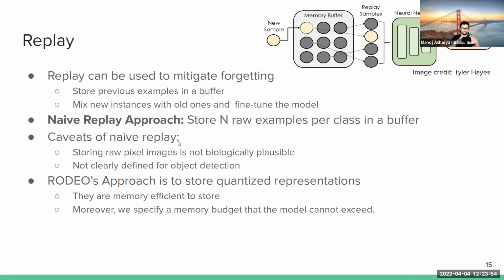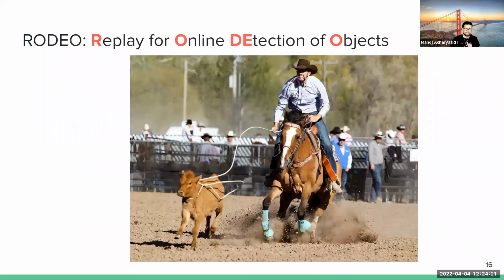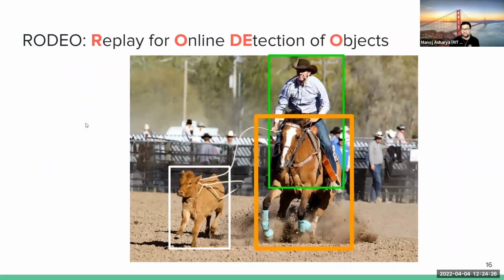So in contrast to using such naive replay, in RODEO our approach is to use quantized representations, which are much more memory efficient to store. And moreover, we also specify a memory budget that the model cannot exceed, right? So it's trying to simulate a real world system where resources are constrained. Just like in a real rodeo sport, we want our models to be able to detect and learn new changes immediately.